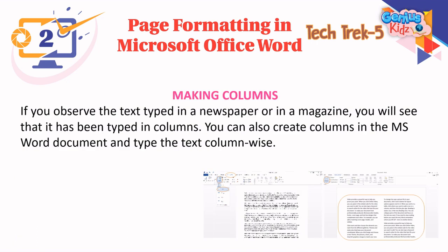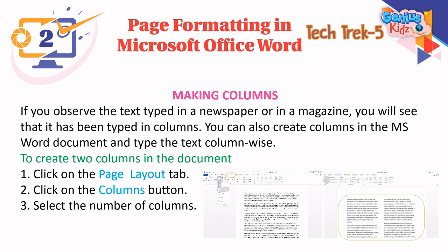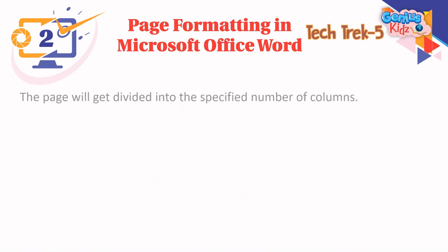Making columns. If you observe the text typed in a newspaper or in a magazine, you will see that it has been typed in columns. You can also create columns in the MS Word document and type the text column-wise. To create 2 columns in the document, 1. Click on the Page Layout tab. 2. Click on the Columns button. 3. Select the number of columns. The page will get divided into the specified number of columns.